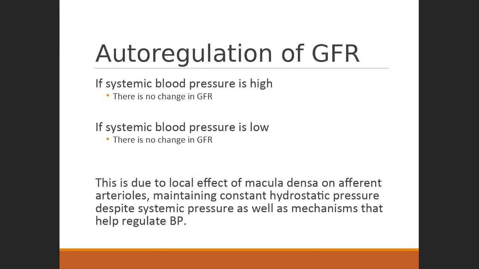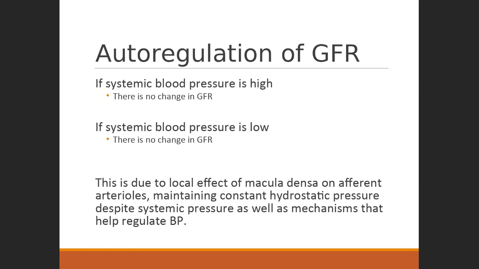So if we see a situation where systemic blood pressure gets too high, we should not see that reflect in a change in filtration at the glomerulus. Conversely, if we see a situation where systemic blood pressure gets too low, we should not see a change in filtration at the glomerulus. So by using our arterioles going into and out of the glomerulus, we can take the gross systemic blood pressure and use it plus the mechanisms of the arterioles to maintain a constant filtration pressure pushing fluid into the nephron.